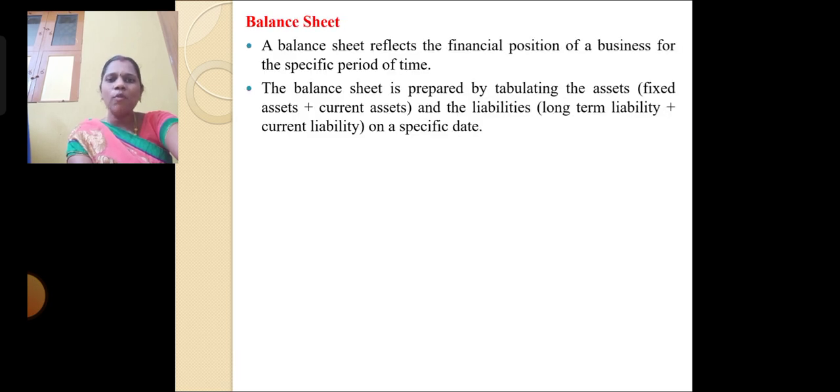Next, we discuss the balance sheet. A balance sheet is nothing but a reflection of the current financial position of the company for a specific accounting period. The balance sheet is prepared by tabulating the total assets, that is fixed assets and current assets, and the total liabilities. The liabilities include long-term liabilities and current liabilities on a specific period.